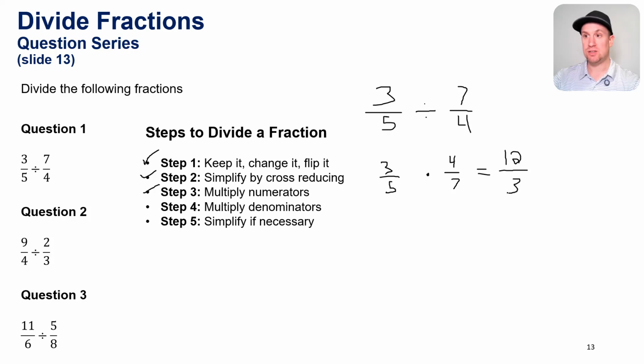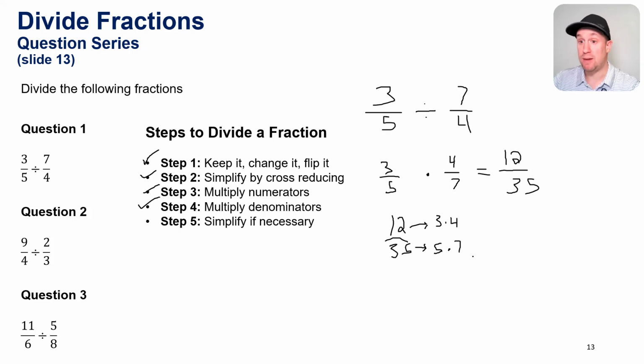5 times 7 is 35. So now we have 12 over 35. Can we simplify this? Well, the only factors of 35, I'll go ahead and do the common factors here. So let's say we have 35, which is 5 times 7, and 12 would be 3 times 4, for example, or 3 times 2 times 2 if I broke it into prime numbers.